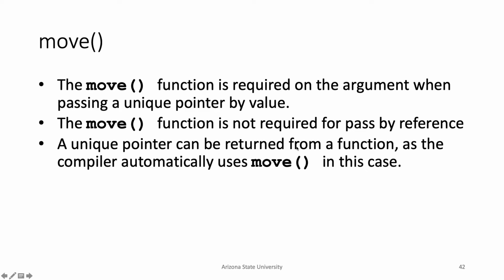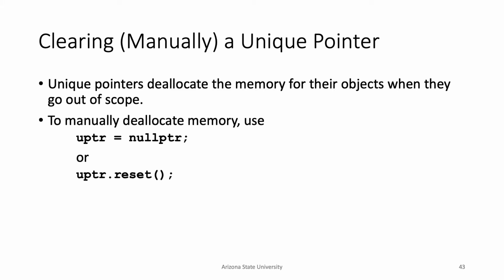Yeah, so a unique pointer can be returned from a function. The compiler automatically uses move, so you do not have to worry about whether you call move on the unique pointer there. It's mainly when you're passing it in that it makes a difference. Okay, this is not what the move function does, but it's conceptually what it does. So going back to our question earlier, if we did this move somehow on this uPtr object, this uPtr is effectively useless. If you want to actually manually deallocate it, you just set it equal to nullptr and everything is fine.